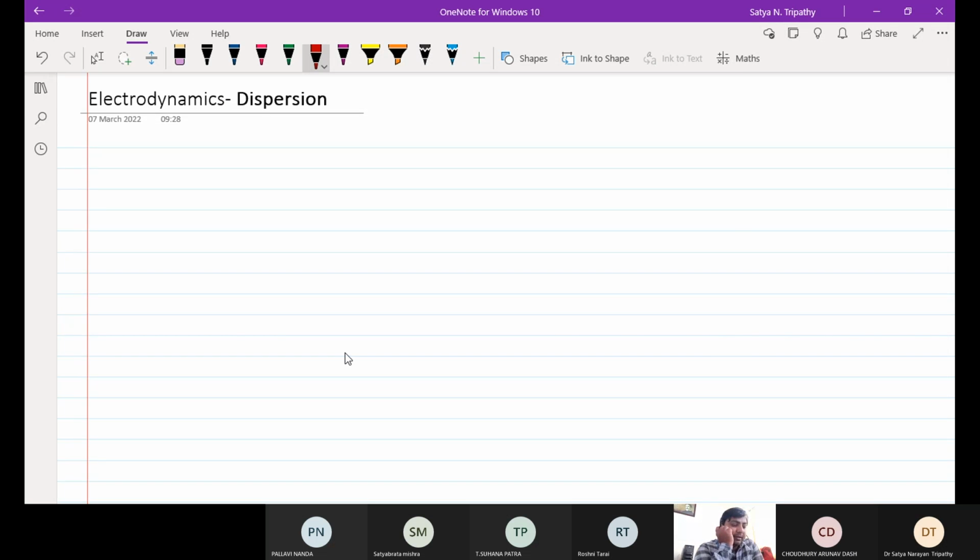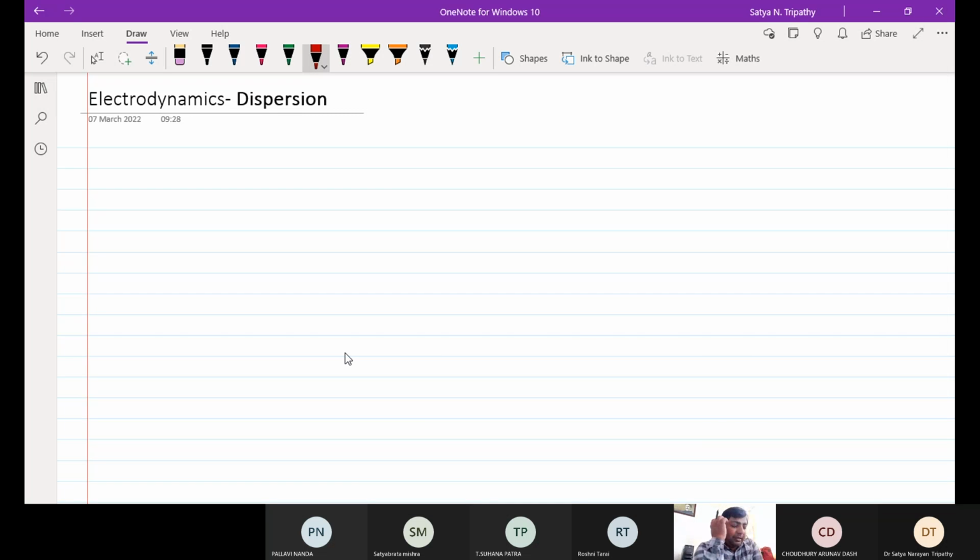Today we are going to start. Last class we discussed polarization: how to create a linearly polarized wave, how to create an elliptical wave, and how to create a circularly polarized wave. We also discussed different superpositions.